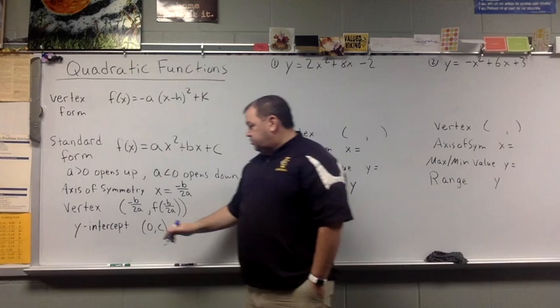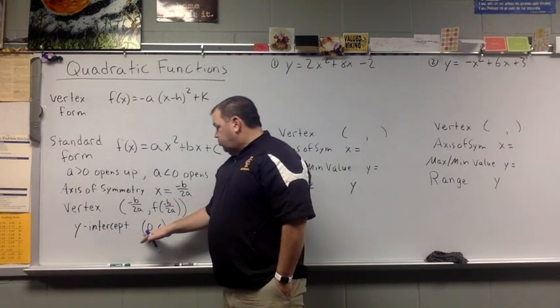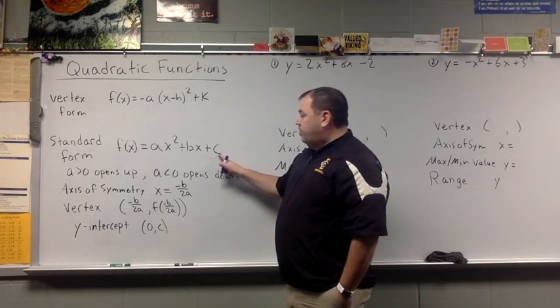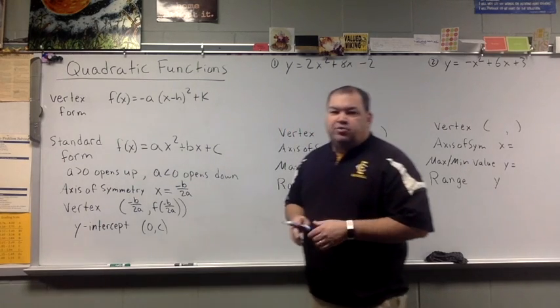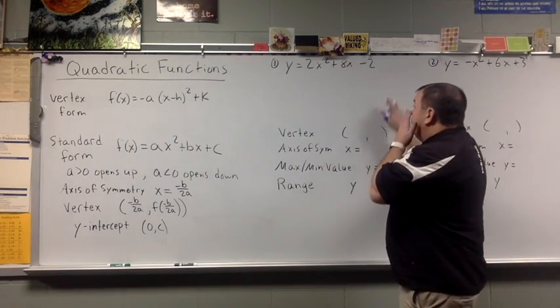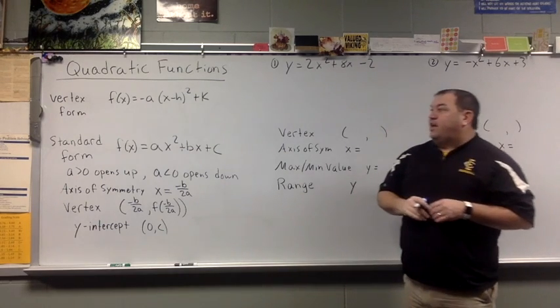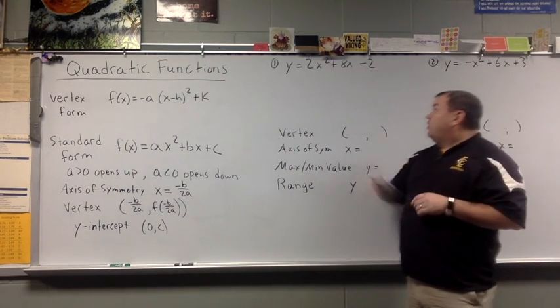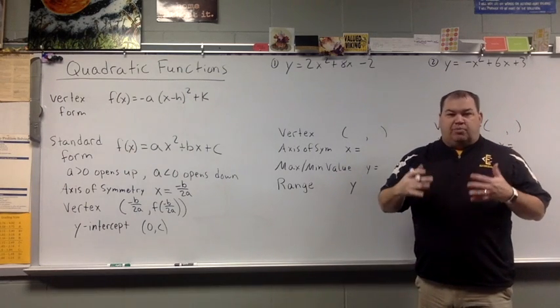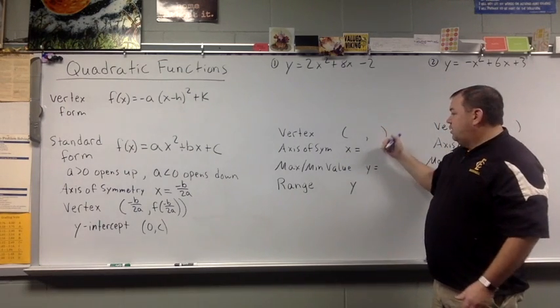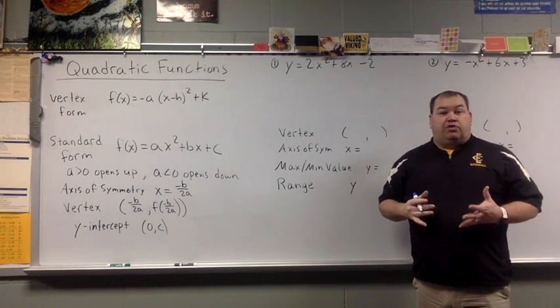And our y-intercept is probably the easiest one because the y-intercept is just whatever number is sitting down here, 0, c. So let's dive into an example and see if this makes a little more sense. Here's a standard form quadratic, y equals 2x squared plus 8x minus 2. And we're going to pick out these pieces that we need, just like we did with vertex form.